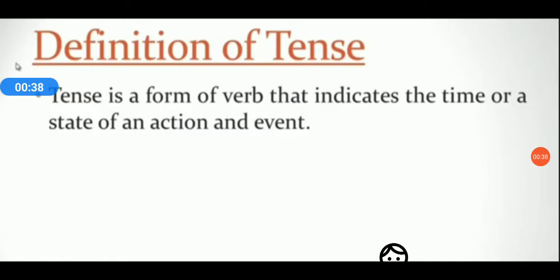Children, tense is a form of verb that indicates the time or state of an action and event. Tense indicates the time when an event or an action took place, takes place, or will take place. So through tenses we'll get to know the time of the action.